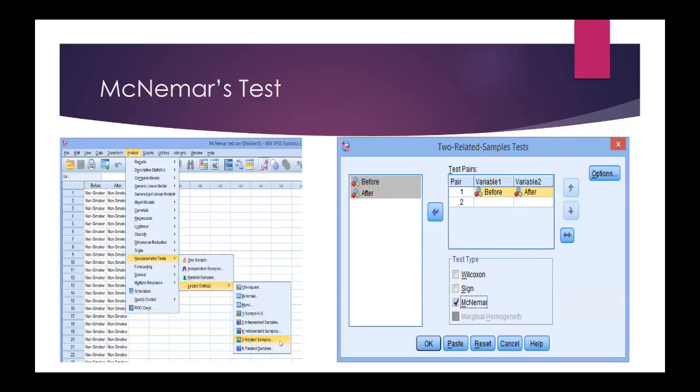So the final test I'm going to go over today is McNemar's test. I've never personally used this, but I have seen it done and I have read it in papers. And I just wanted to show you the slide because it's a little confusing to get to McNemar's test.